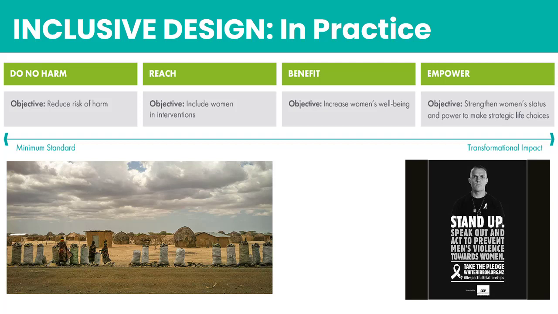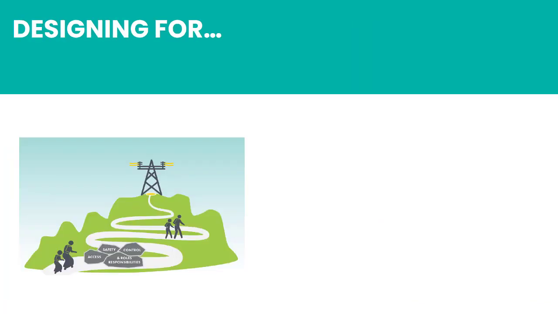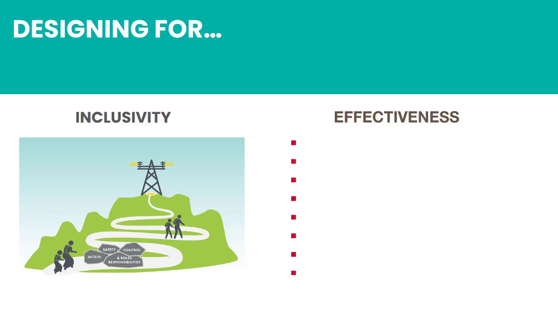Pictured here is a photo from an anti-GBV campaign aimed at men in the UK. Regardless of your sector or organization, designing programs will always present you with opportunities to address inequities and safety concerns. This week will prepare you to make intentional decisions about how to address those inequities in your program design. In addition to designing for inclusivity, we also want to design for effectiveness, meaning that we make the best use of available resources and aim for the longest lasting impact.